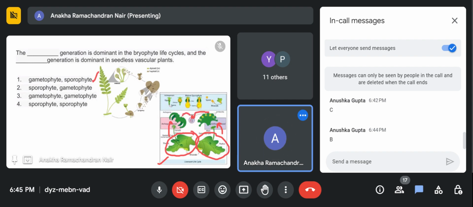They will form gametes, which will fuse together to form the spore. That spore will germinate into the archegonium and antheridium again, which will give rise to your gametophytic stage again. So, for the maximum of the life cycle, the bryophytes are gametophytes, and only for a small duration are they sporophytes.